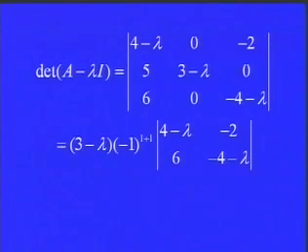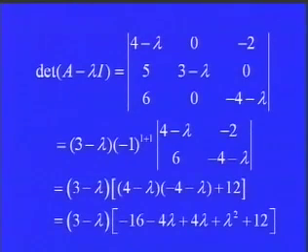Okay, so I got 3 minus lambda times, then I just worked out the cofactor, negative 1 to the 1 plus 1. That should actually be 2 plus 2. Whoops, typo. Sorry about that. Negative 1 to the 2 plus 2 times the matrix 4 minus lambda, negative 2, 6, negative 4 minus lambda. That's going to give me 3 minus lambda times, now work out the 2 by 2 determinant. So I get 4 minus lambda times negative 4 minus lambda, then minus negative 12, which is plus 12. Now working inside of the square brackets, I get negative 16 minus 4 lambda plus 4 lambda plus lambda squared plus 12.